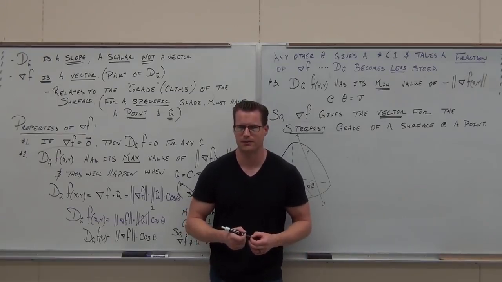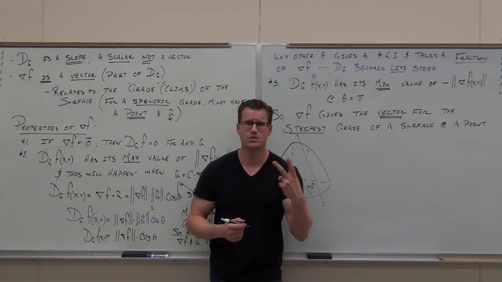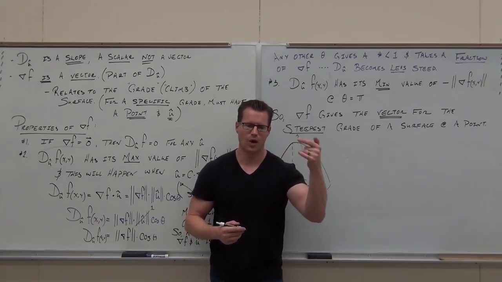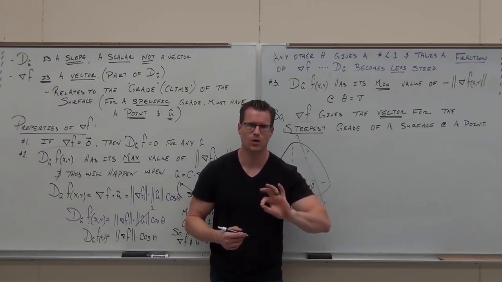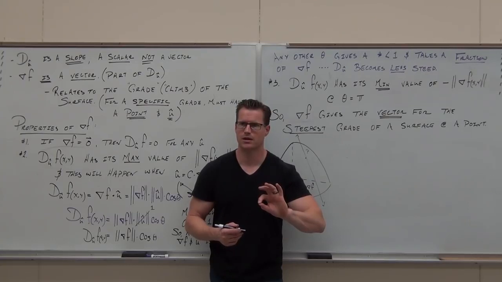Do you understand that the gradient's not a 3D vector? That's a big deal. The gradient is a 2D vector. The gradient is one dimension lower than the function. That's a big deal. We deal with it in the next section, okay?